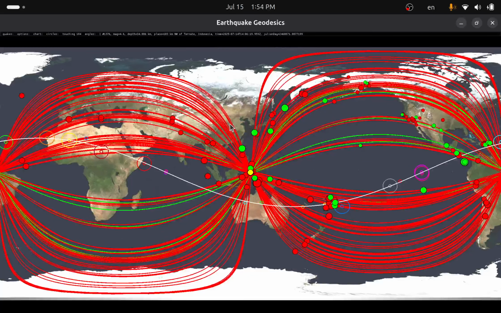Okay, here we have twisting counterclockwise, red, red, red, red, red, red, green. This is what I'm going to be pointing out more and more. This guy's also going through Philippines. This guy's going through Japan. Nice.